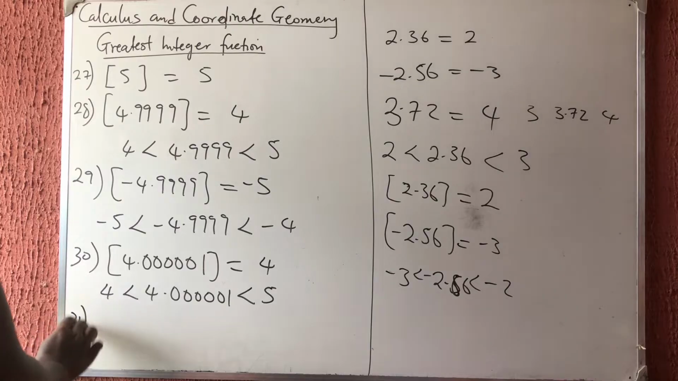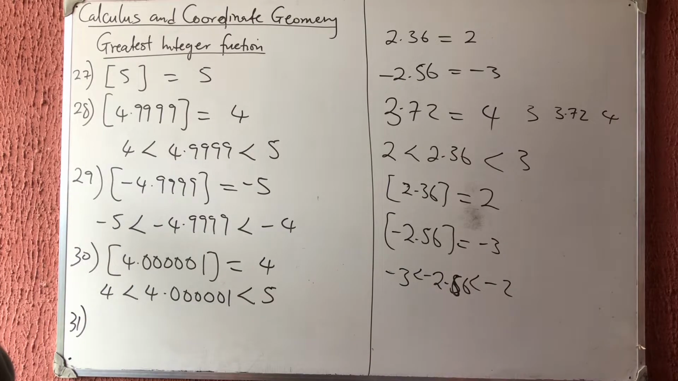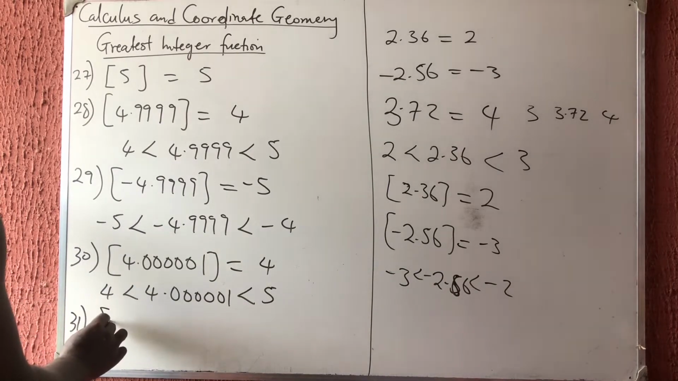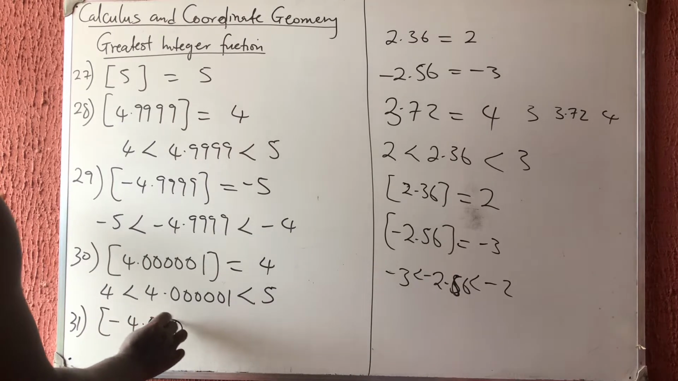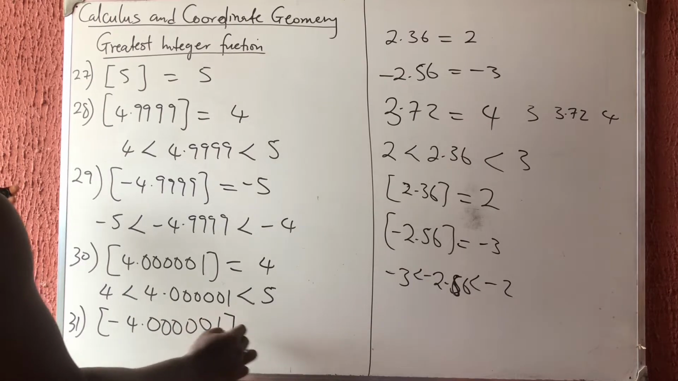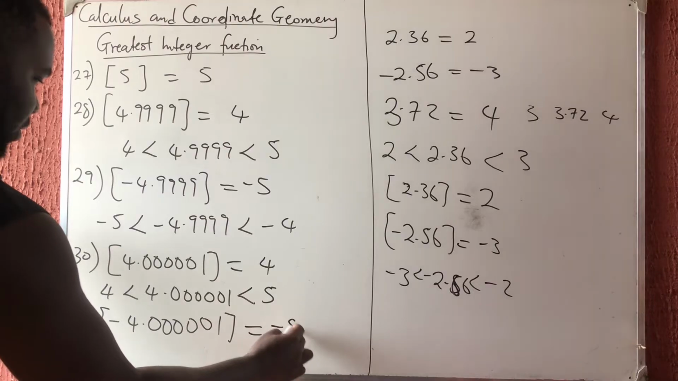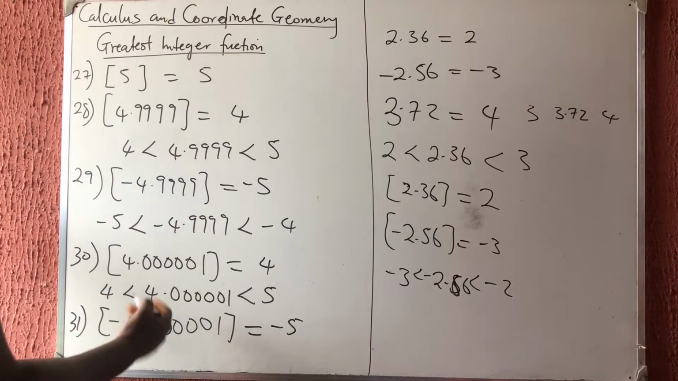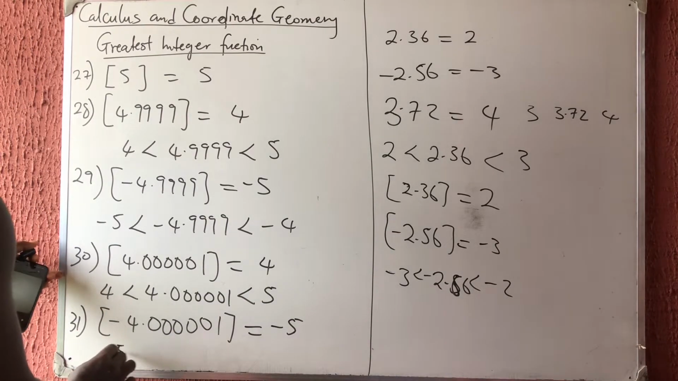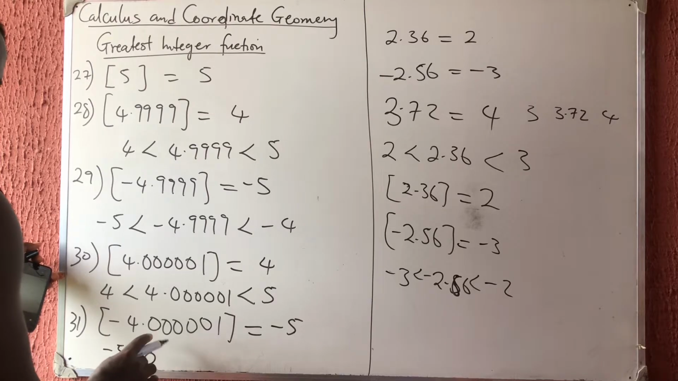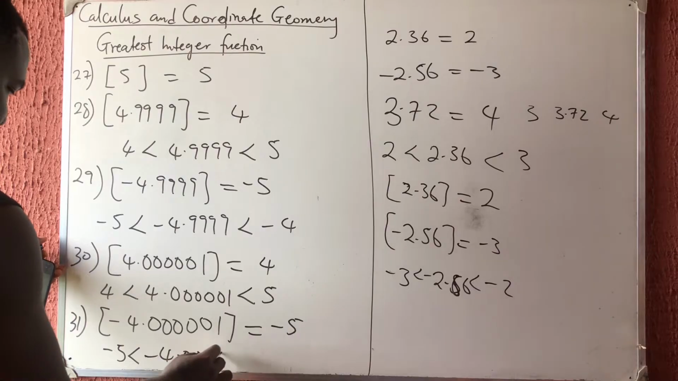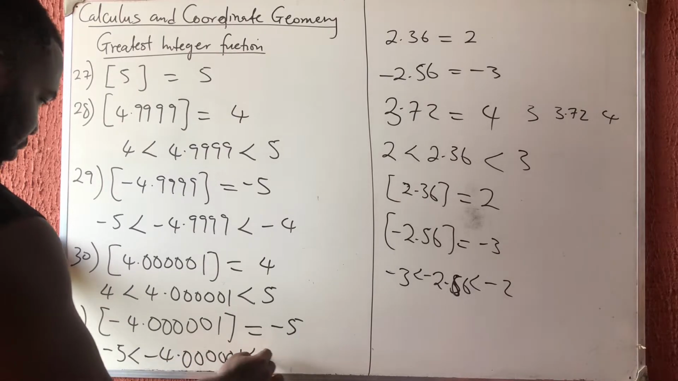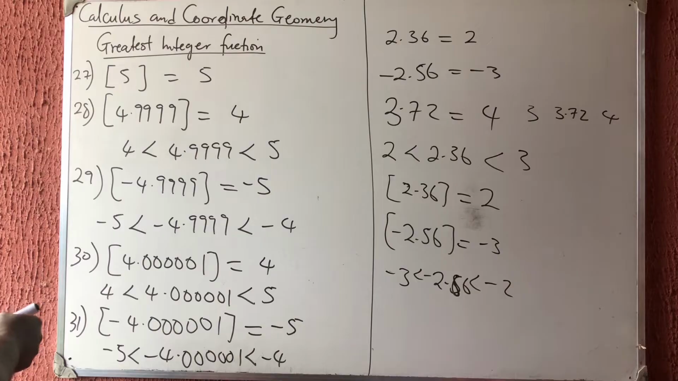So question number 31 here said the greatest integer function of minus 4.000001. Okay, like I told you, the answer is simply minus 5 because this is a negative number. So how did I get that? You should know that minus 5 is less than minus 4.000001, which is less than what? Minus 4. We are taking the one on the left.